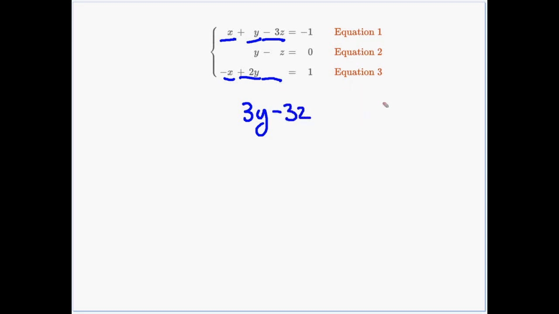And let me get this out of there for now. And then this negative 1 and this positive 1 are going to add up to a 0. So I'm going to call that equation 4.